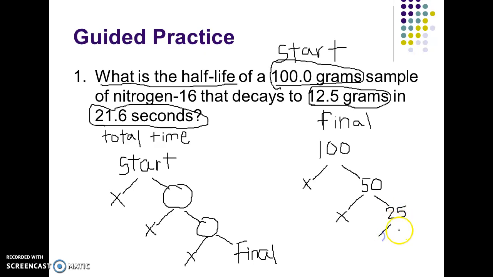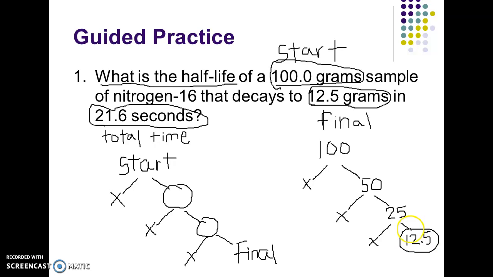Going to split it in half again. Half of it is dead, it's a different radioisotope, and then my other half is still good. So I have 12.5 grams here. I have reached my final amount, so I can stop dividing by 2.